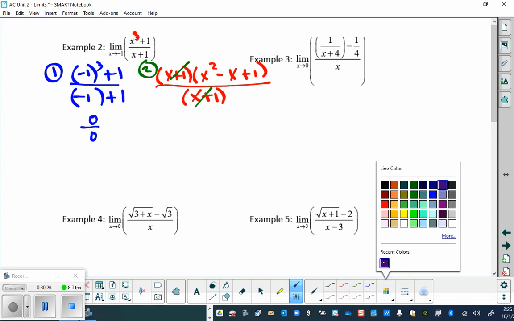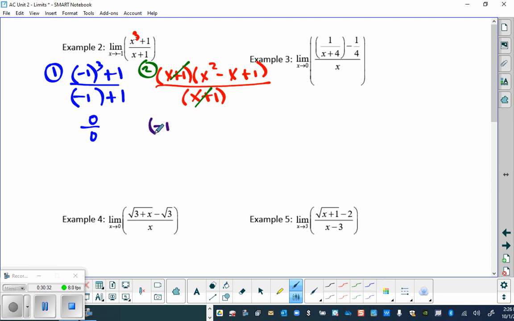Now when I go to take the limit, I can go ahead and plug in -1 into x squared minus -1 plus 1. And notice I have a denominator of 1 now, so I have no variables down there, nothing to plug in. So I end up with 1 plus 1 plus 1. So my limit for that is going to be 3.